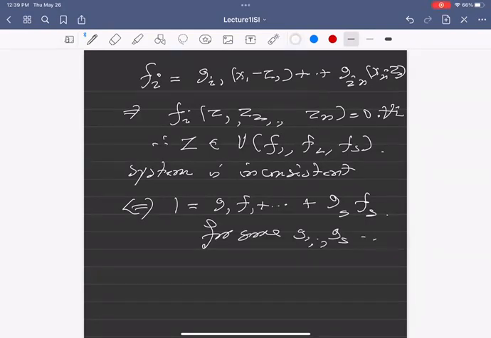So you might ask, how do I show that 1 cannot be a polynomial combination? Am I going to test that no matter what the Gi are, I can never get 1 equal to G1 F1 plus up to Gs Fs? Yes, there are algorithms to determine whether a given system of polynomials generates the whole ideal. There is an algorithm to test whether the ideal generated by a given system of polynomials contains 1.